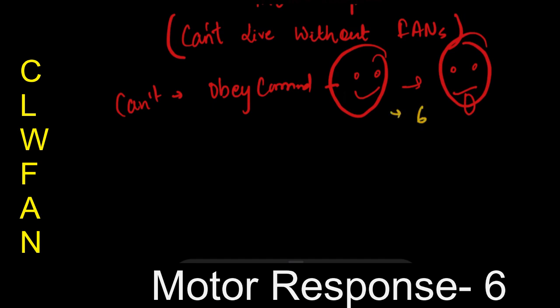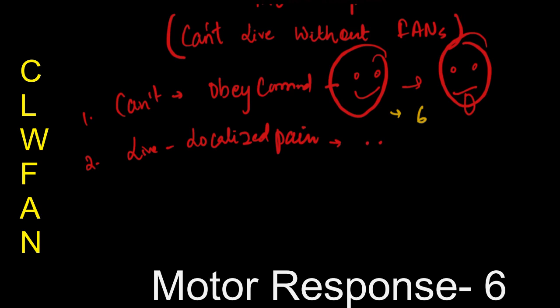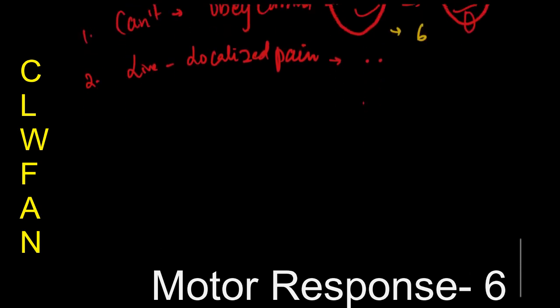Moving towards the next, second is L, for live, which means localizes to pain. Now the patient is not responding, but we will touch the patient and give some pain, like touching the patient over the nares area and pressing it hard. So the patient will say that I'm having pain, so we will give a score of 5.